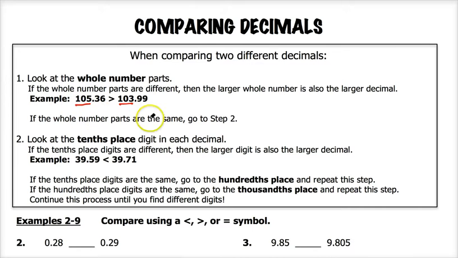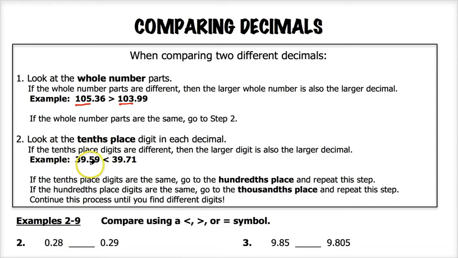If the whole number parts are the same though, then we have to start looking at the decimal places, and so we always start in the tenths place and we compare the tenths digit in our decimals. If the tenths place digits are different, then the larger decimal is just the one that has the largest digit in the tenths place.